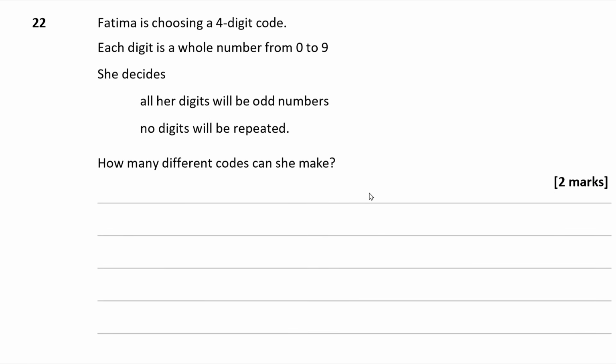Question 22. Fatima is choosing a 4-digit code. Each digit is a whole number from 0 to 9. She decides all her digits will be odd numbers. No digit will be repeated. How many different codes can she make?